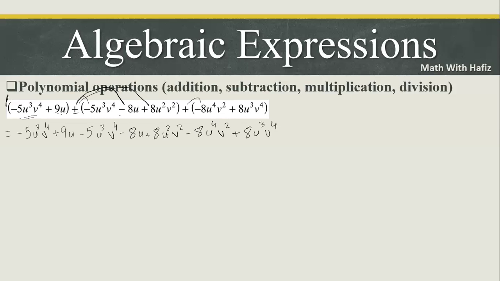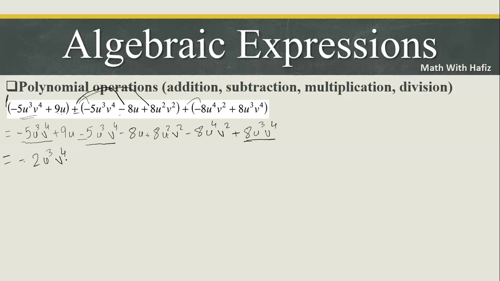Again, now in this question, I'm going to solve directly without writing like terms together. So first of all, I have negative 5 u to power 3, v to power 4. Do I have another u to power 3 or v to power 4? This one. U to power 3, v to power 4, this one. Negative 5, it will be negative 10 plus 8, so it will be negative 2 u to power of 3, v to power of 4.